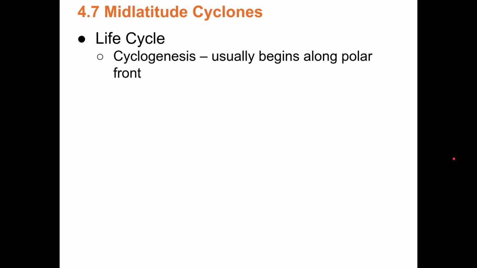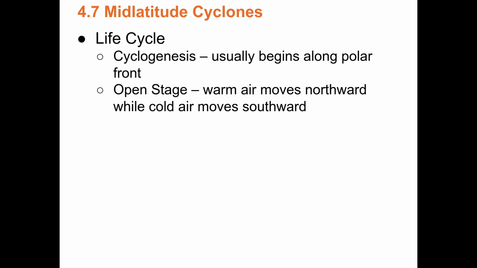Mid-latitude cyclones typically take a couple days. The process of starting one is called cyclogenesis. Cyclo refers to cyclone, with air flowing into an area of low pressure, and genesis means the birth or the start of. So it's how these storms start, usually along the polar front.